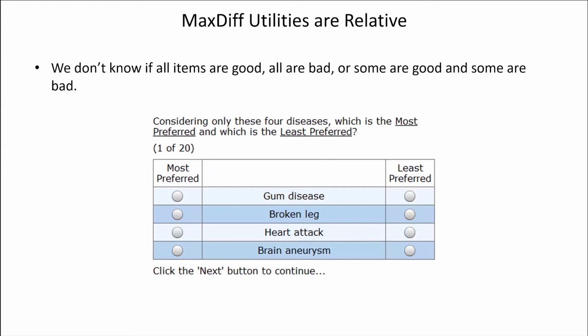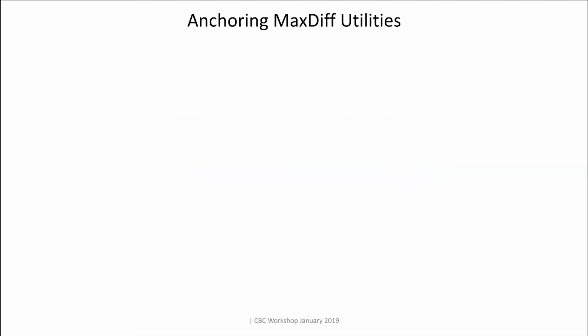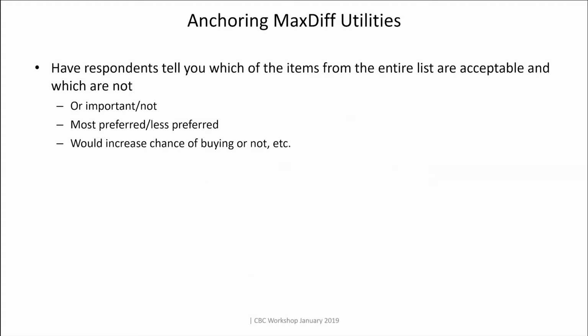So. Okay, MaxDiff utilities are relative. You've got a question like this. Here's 4 horrible things that could happen to a person. Which one do we like best? Which one do we like least? Truth is, we don't like any of them. But if we've only done a MaxDiff, we're going to end up with some positive scores and some negative scores and some things on the top and things on the bottom. And we're not going to realize necessarily that all these things are bad. And that's why we want to do anchoring sometimes.